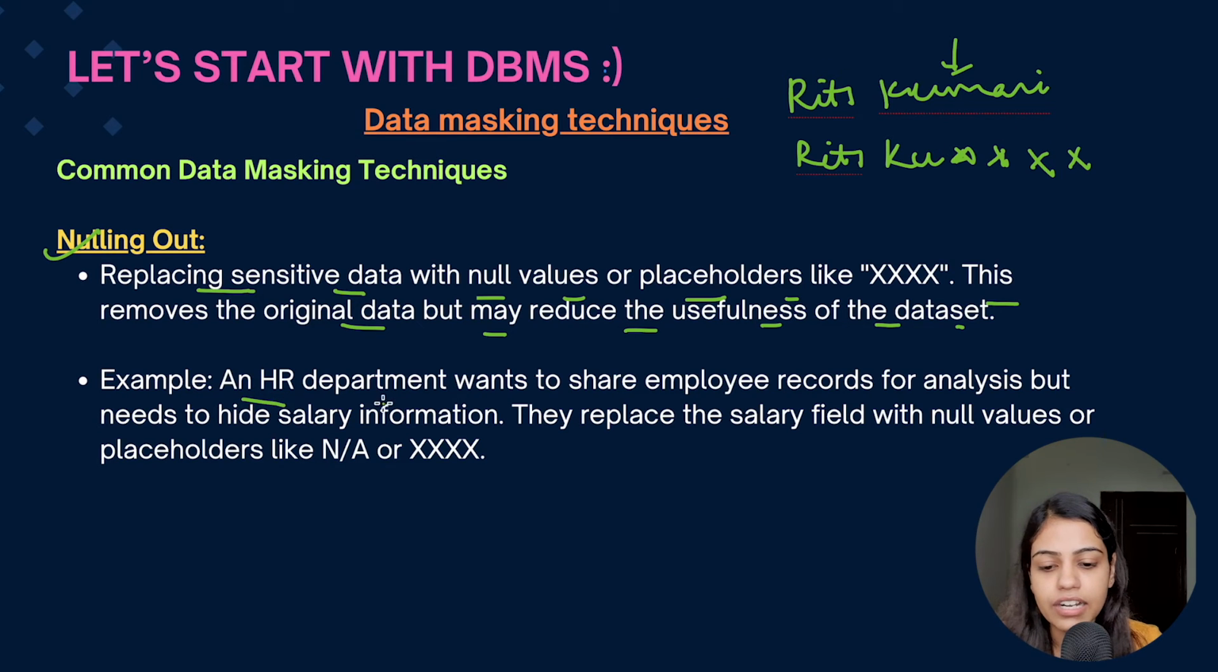So for example, an HR department wants to share employee records for analysis but needs to hide the salary information. They replace the salary field with null values or placeholders like XXXXX. So in this way we can hide the salary information and can display the other details.